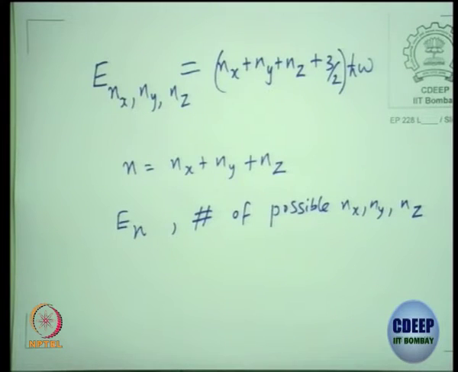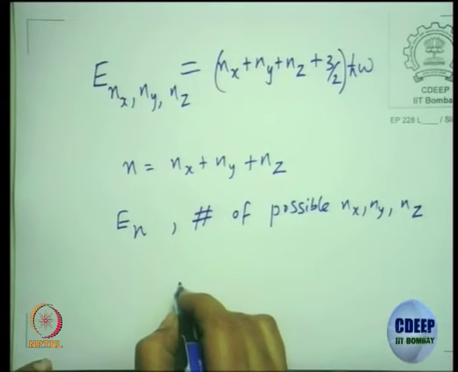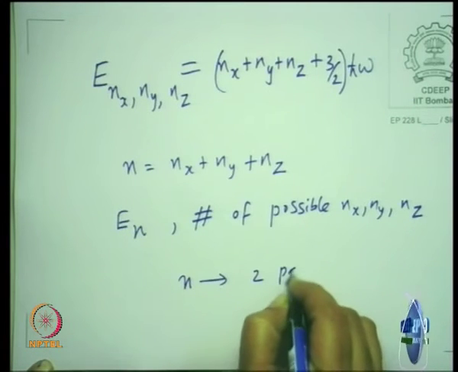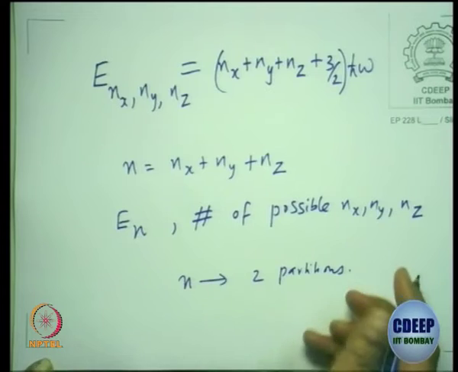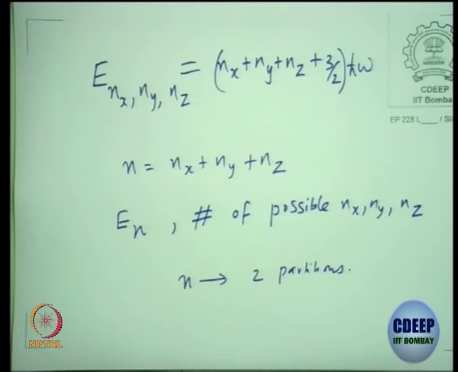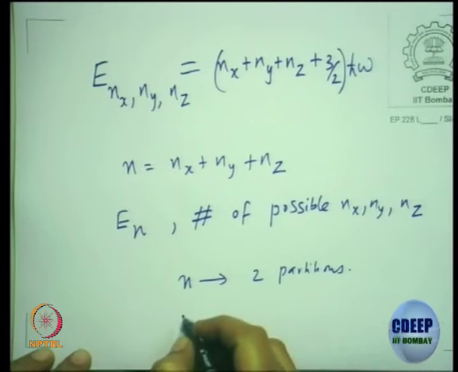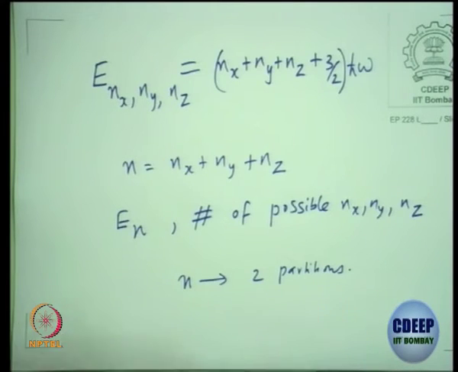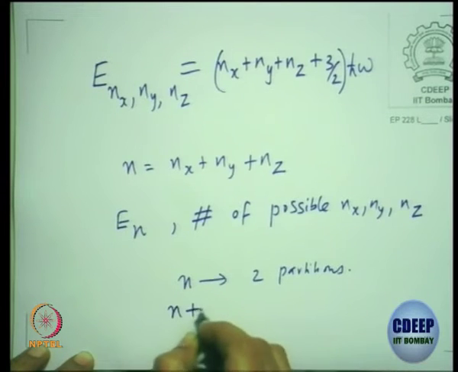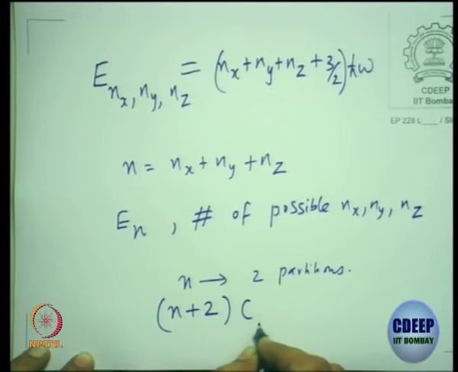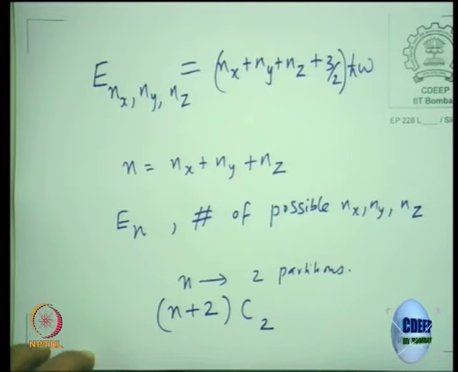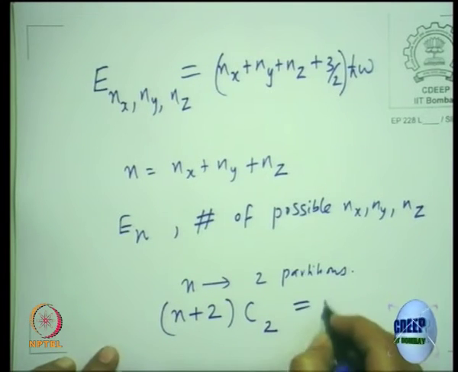Someone said n plus 2 C2. Do you understand? Given an integer n, you need two partitions, right? Then you can split it up into n1, n2, n3. The first partition can be put in n plus 2 possibilities including these partitions, and the second one in n plus 1, and then you can swap these partitions also. So you will have n plus 2 C2.